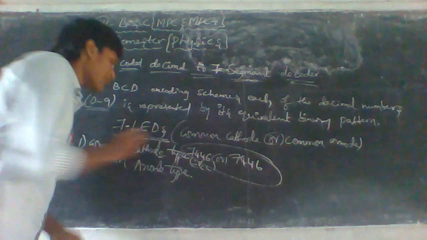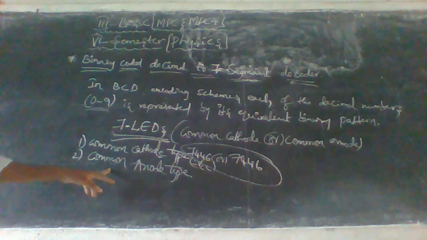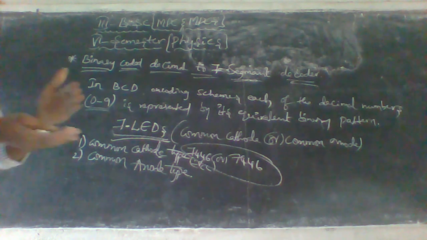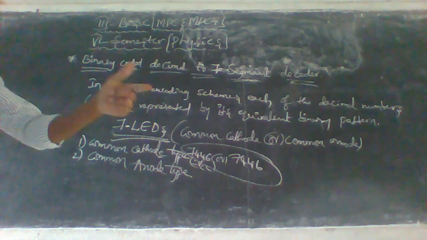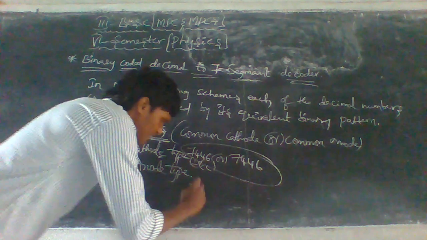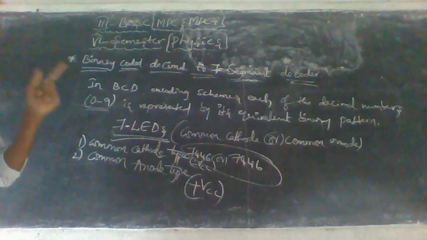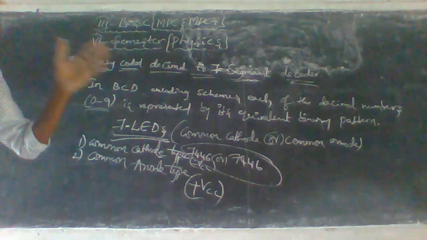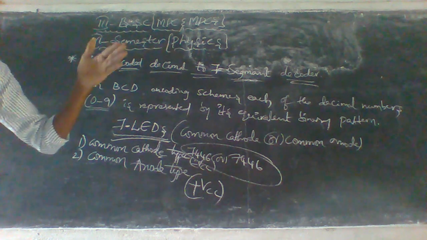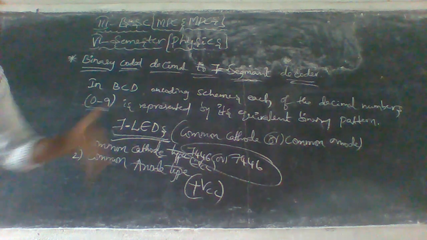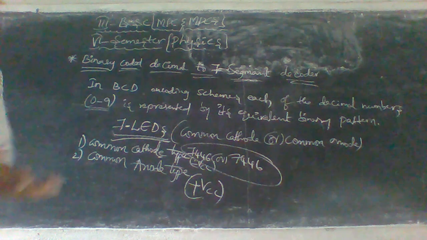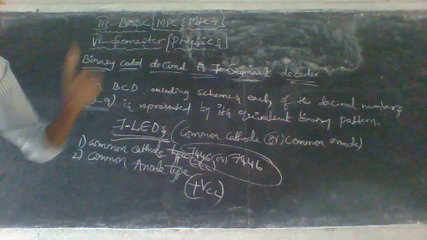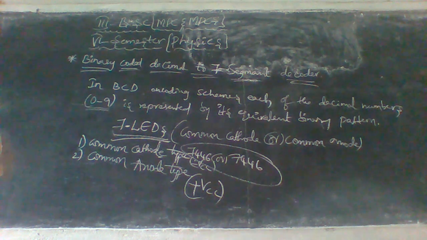Then we will discuss the common anode type. In this type of display, all the anodes of the 7 light emitting diodes are connected to battery or plus VCC, because cathode means negative and anode means positive. The light emitting diodes display digits when a low signal is supplied to the individual cathodes.